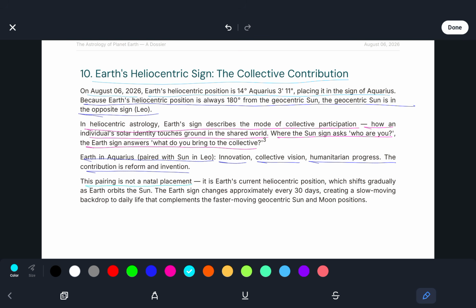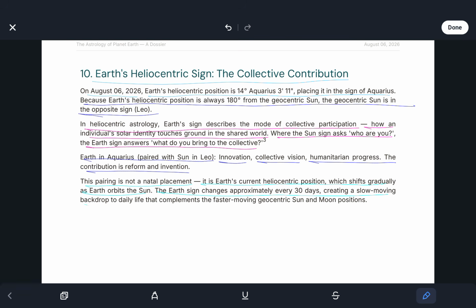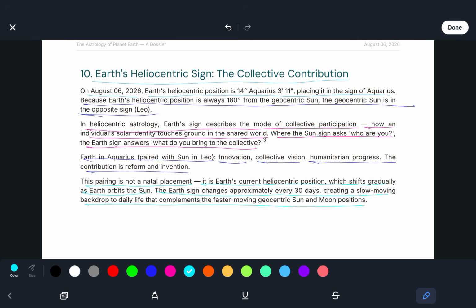This pairing is not a natal placement. It is Earth's current heliocentric position, which shifts gradually as Earth orbits the Sun. The Earth sign changes approximately every 30 days, creating a slow-moving backdrop to daily life that complements the faster-moving geocentric sun and moon positions.